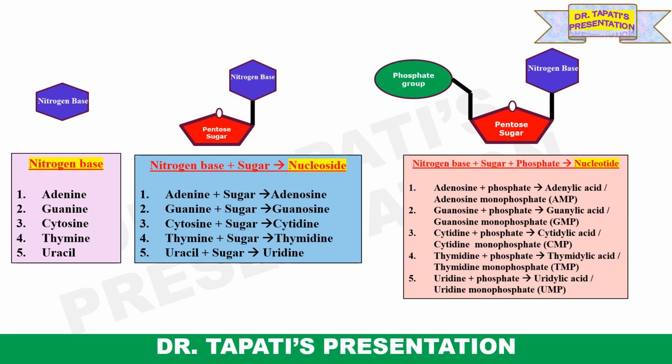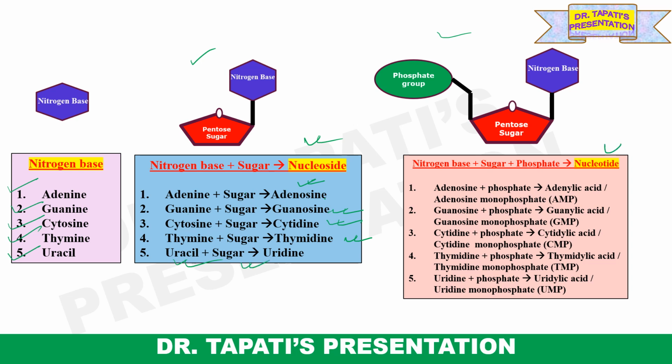Now, let's see nitrogen bases, nucleosides, and nucleotides. Nitrogen bases are adenine, guanine, cytosine, thymine, and uracil. These are a total of 5 nitrogen bases. In the case of nucleosides, there are a total of 5 nucleosides, namely adenosine. Adenosine means adenine plus sugar moiety together. The nucleoside of guanine, that is guanine plus sugar, is guanosine. Then cytosine plus sugar is cytidine. Thymidine is composed of thymine and sugar, and uridine is composed of uracil and ribose sugar.